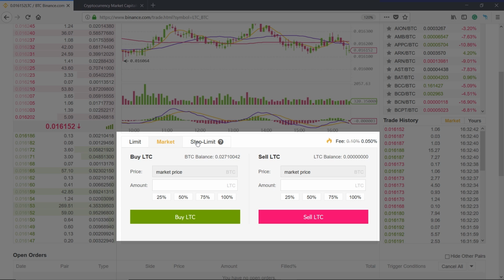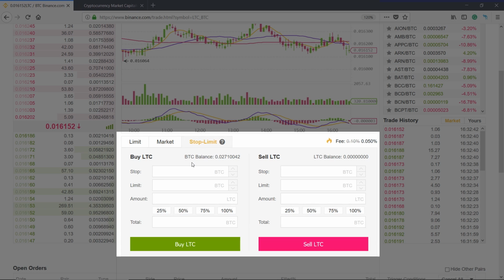Now, of course, the stop limit is a little bit different. Let's just describe what a stop limit is. What is a stop limit? Let's click on the little question mark here. A stop limit order is an order to buy or sell a coin once the price reaches a specified price. So what that means is, say you're buying or selling a coin.